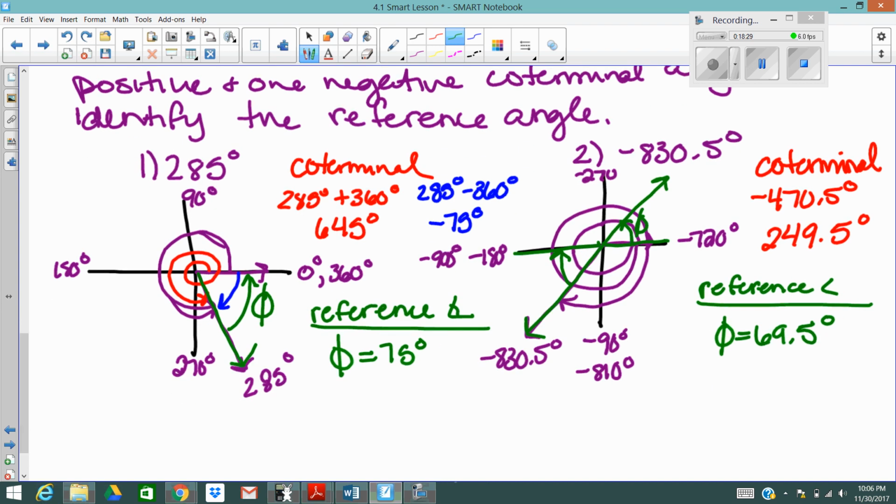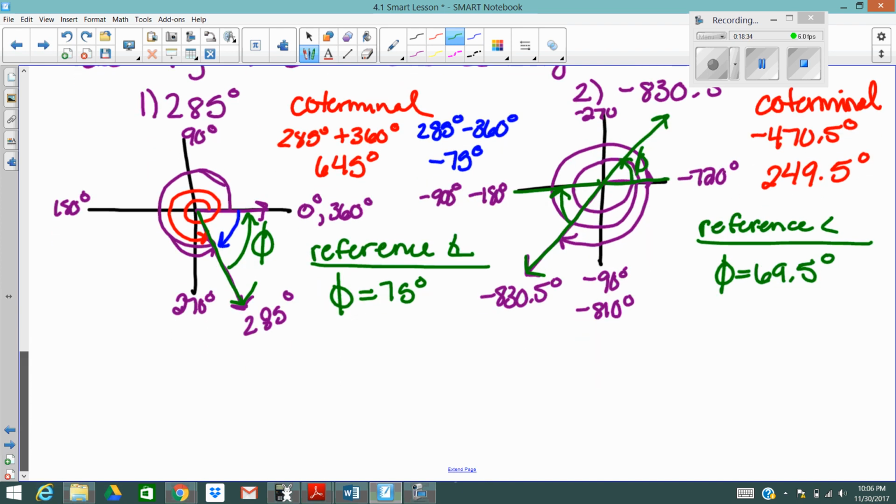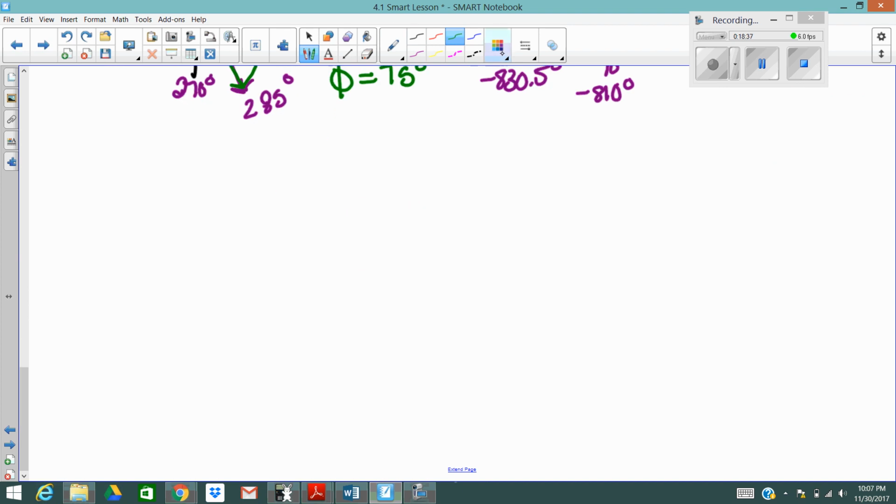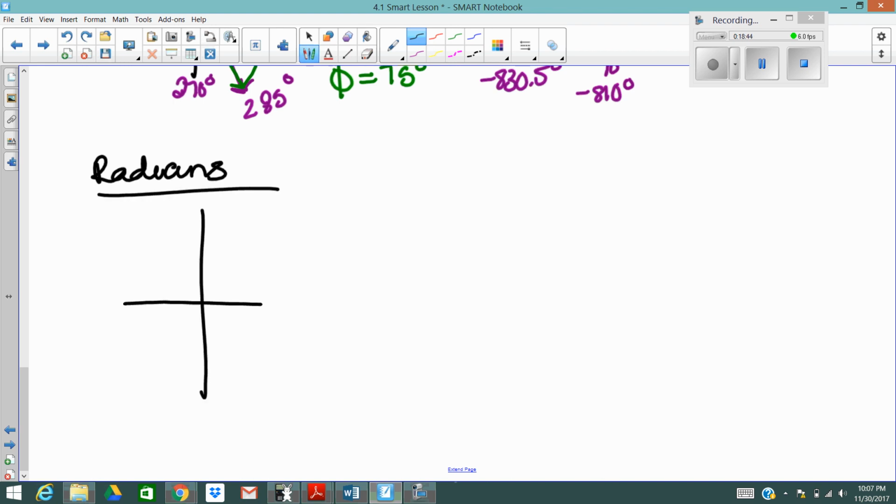Let's do a couple examples in radians. So yesterday we talked about how a full circle is 2 pi radians, because if the circumference of a circle is 2 pi r, then that means that it takes 2 pi times our radius, or 2 pi radii, to complete a circle. So that means that it takes 2 pi radians to complete a circle if we're talking about the angles.